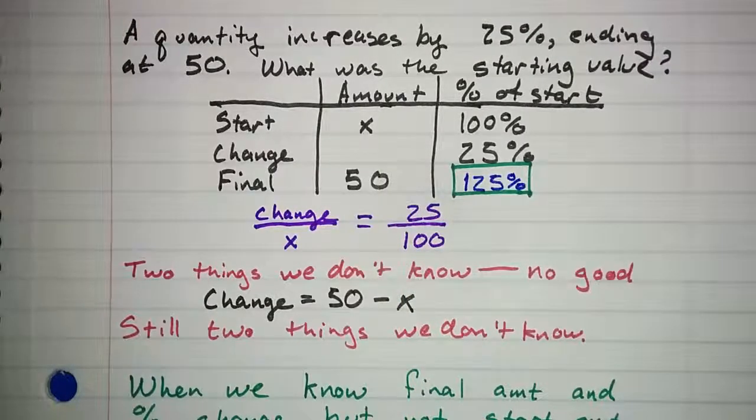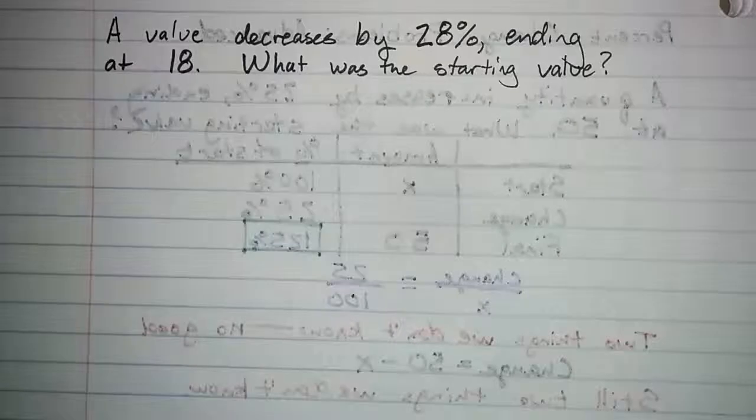Let me give you one of these to try. So suppose that a value decreases by 28%, ending at 18. What was the starting value? Use the technique that we just talked about, and remember that a decrease is a negative change. Pause the video and try this now.